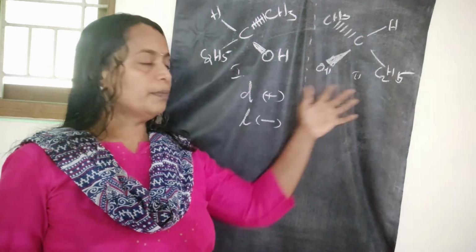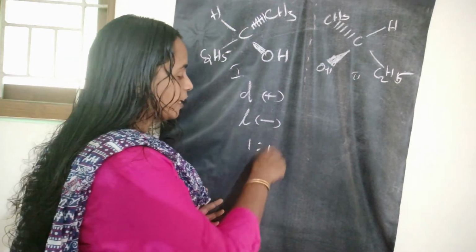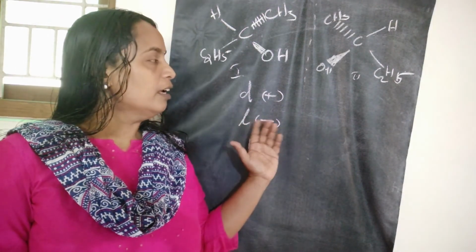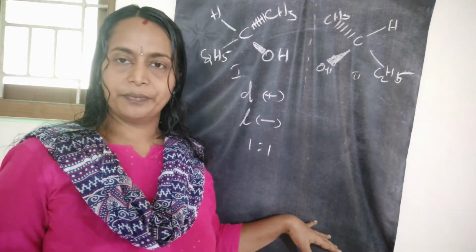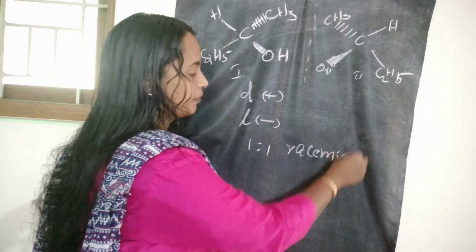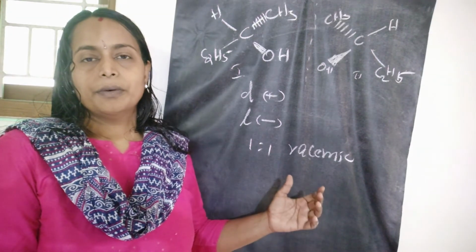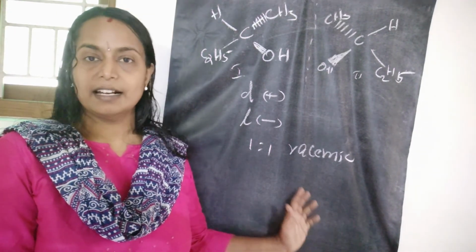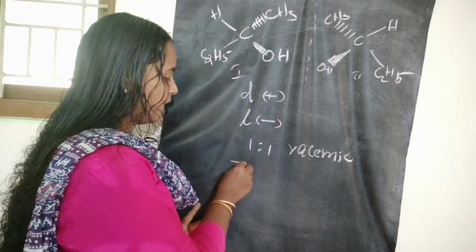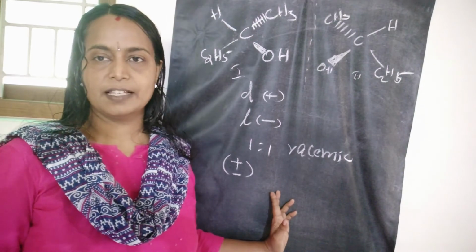And if the two isomers, the dextro and levorotatory enantiomers, are present in solution in 1:1 ratio, that solution is optically inactive. That is, one of the rotations is cancelled out by the other rotation. And therefore, that mixture is called a racemic mixture. The mixing up of dextro and levorotatory forms of a compound to make it optically inactive is called racemization. And the racemic mixture is represented as plus and minus sign.